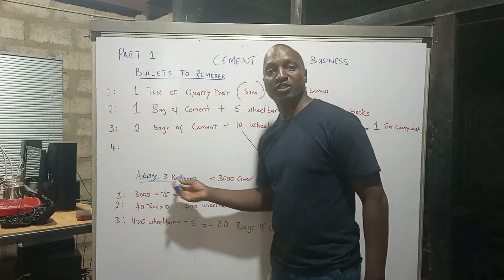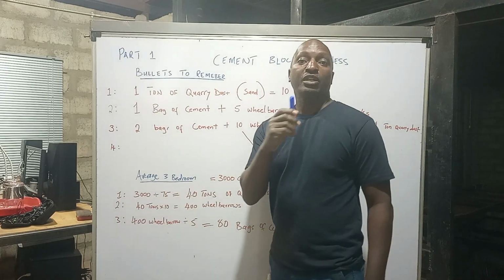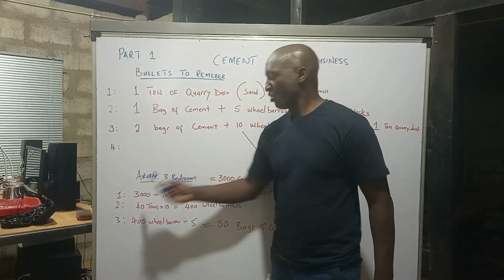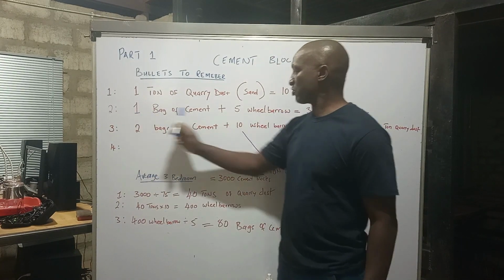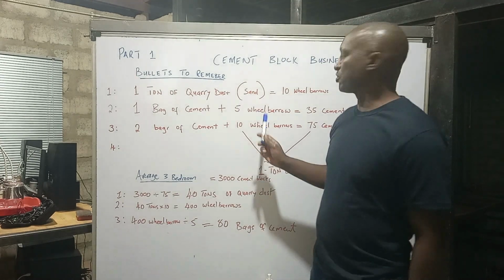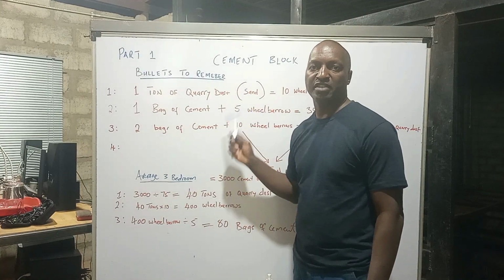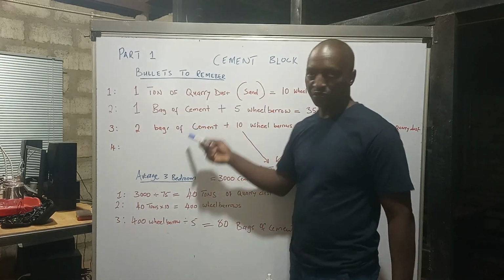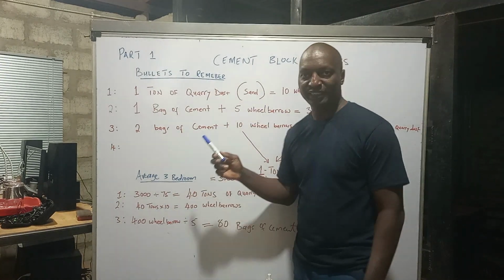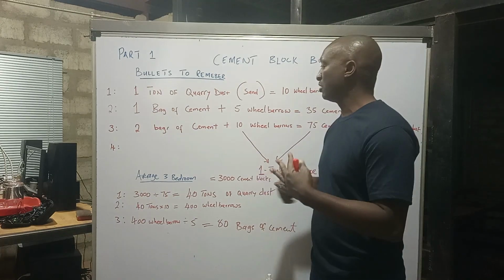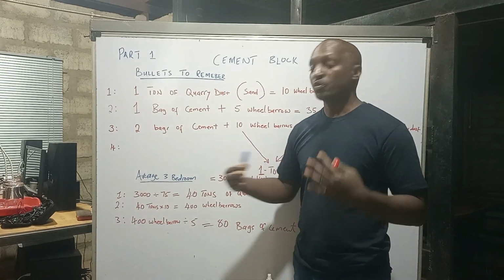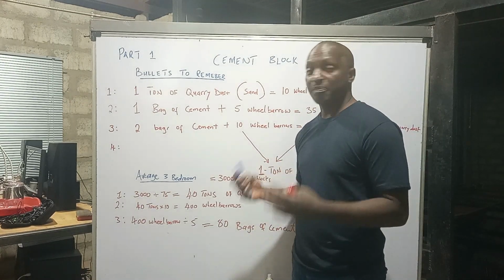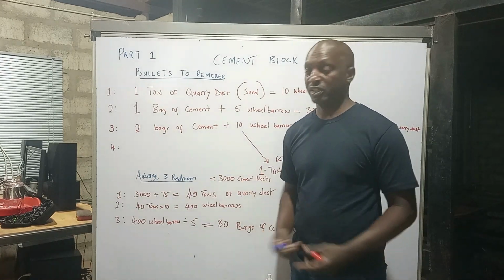This also does not include the water that you're going to use. Normally, when you are doing 1 bag of cement plus 5 wheelbarrows, you are using 50 liters of water to mix with that. So on the spreadsheet, I can actually add also the calculations of the liters of water, so that you know how many liters of water you're going to be using to produce your blocks. And so if you are paying per liter, you can be able to do those calculations.